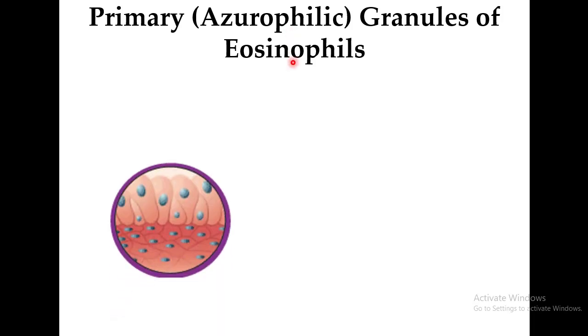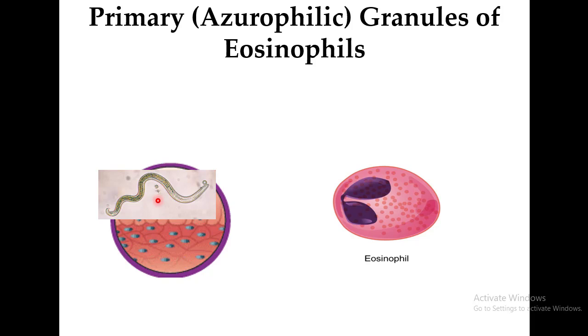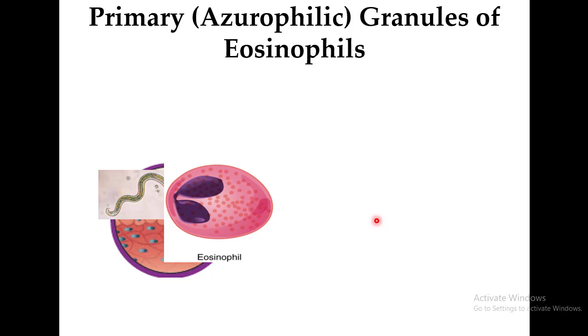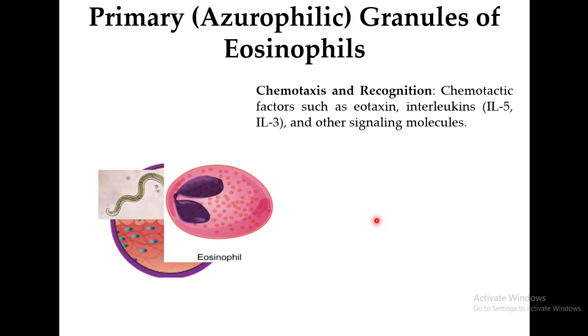Now, when there is an infection of a parasite in the tissue, for example, if this is a tissue and it gets infected by a parasite, the eosinophils are going to move towards the site of the infection. How is this achieved? How do the eosinophils know where to move? There is a particular process known as chemotaxis and recognition, and different chemotactic factors like eotoxin, interleukin 15, or other signaling molecules direct the eosinophils to move toward the site of the parasitic infection.